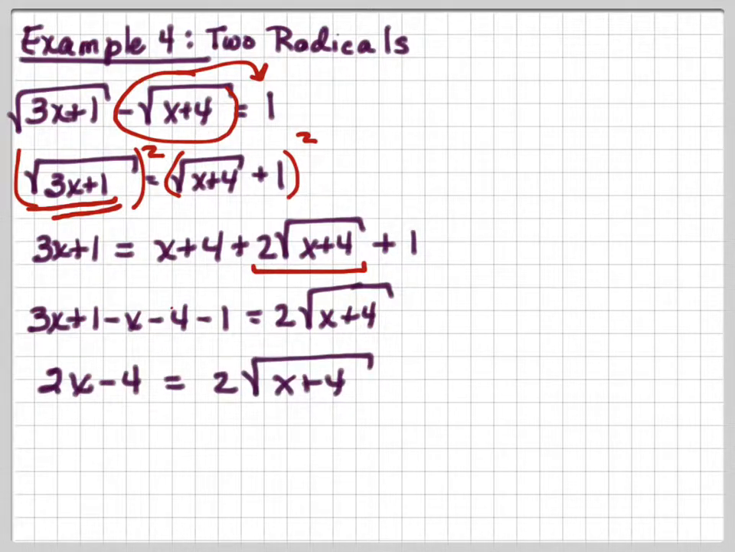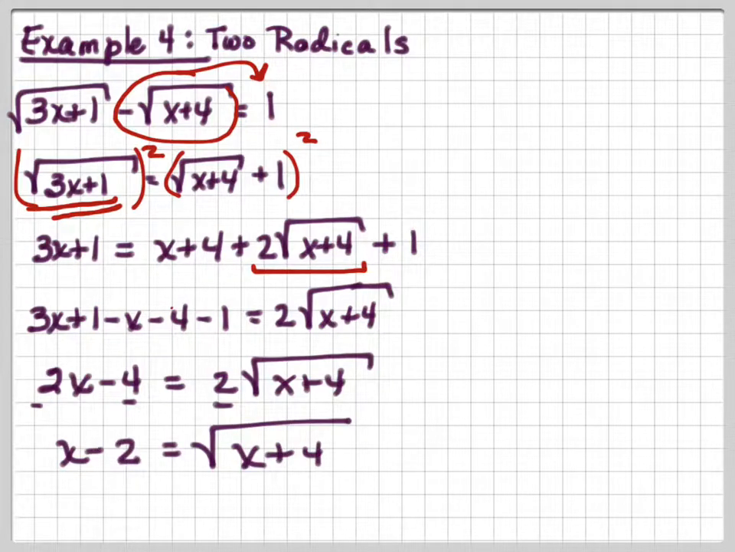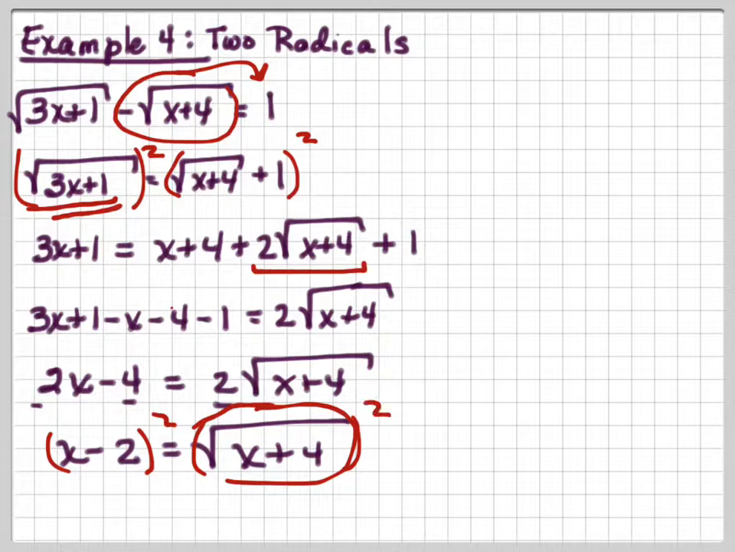Clean this up a little bit. We have 2x minus 4 equals 2 times the square root of x plus 4. Now, I have a common factor of 2. I'm going to divide everything by 2. You wouldn't have to. You can go ahead and work it this way, but I prefer to make things as simple as possible. So I have x minus 2 equals the square root of x plus 4. I have that radical by itself, so I'm going to square both sides. I'll have x squared minus 4x plus 4 equals x plus 4.